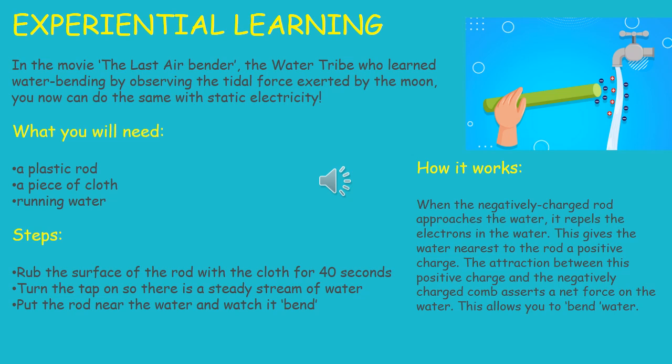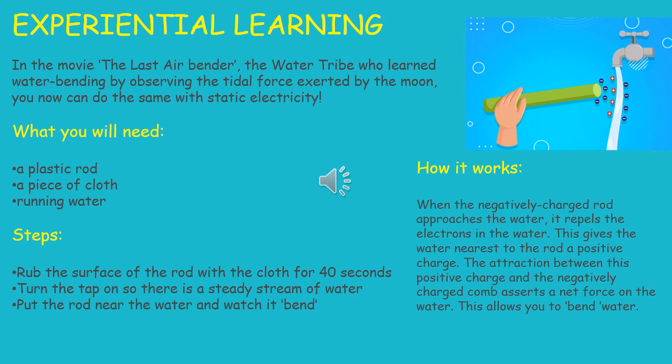For this activity, we'll be needing a plastic rod, a piece of cloth, and running water. What we have to do is rub the surface of the rod with the cloth for a few seconds. Now we have to turn the tap and a steady stream of water will come out. Now we have to put the rod which was rubbed with cloth near the water and observe, and we will see that the water is bending.